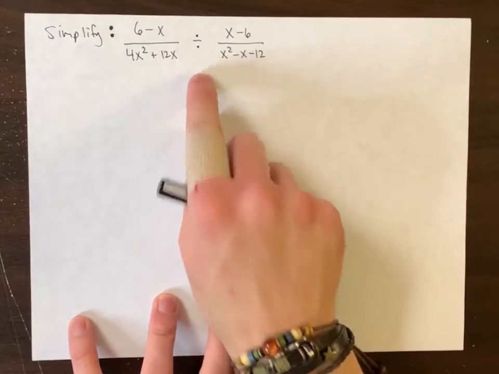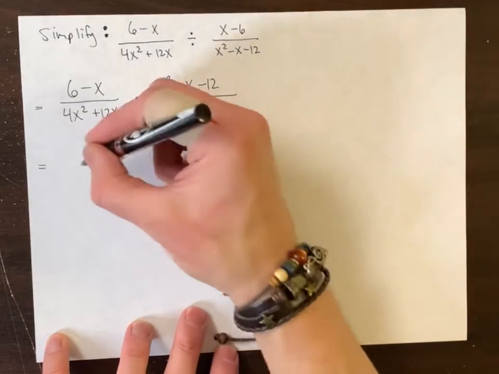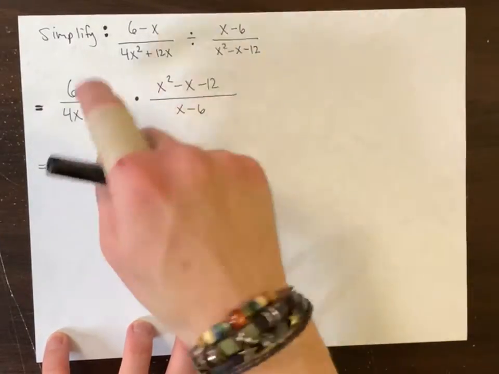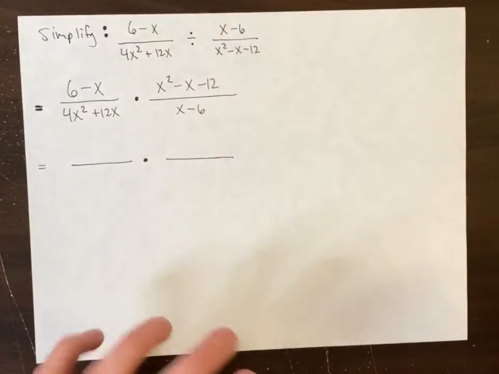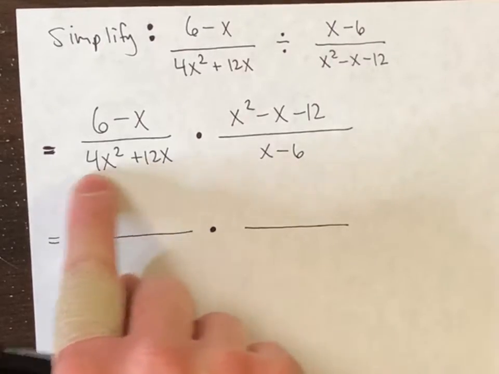So let's go from division to multiplication by turning this fraction upside down, and let's set up our new fractions. Now look at these 4 pockets individually and think about what you can do to clean them up. For instance, bottom left here, I can actually take out a GCF of 4x.